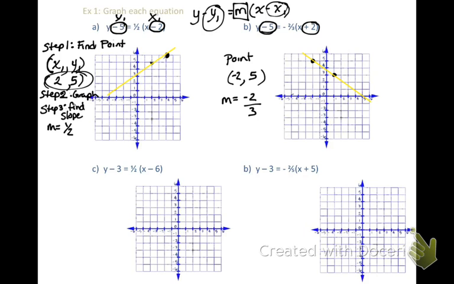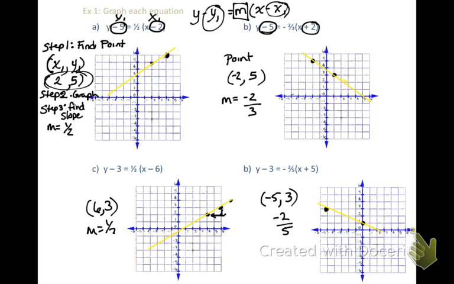So like I did with you, I did the point. I got negative 2, 5, so I graphed it. And then the slope is negative 2 over 3. So from that point, it goes down 2 over 3. And there's your answer. I'd like you to try C and D by yourself. Put me on pause and check it out.